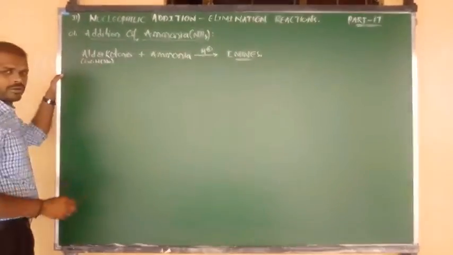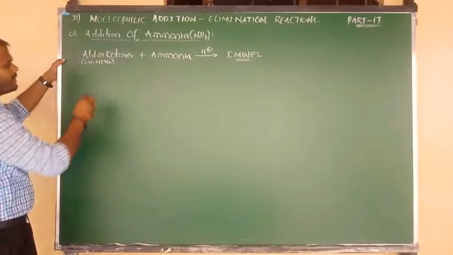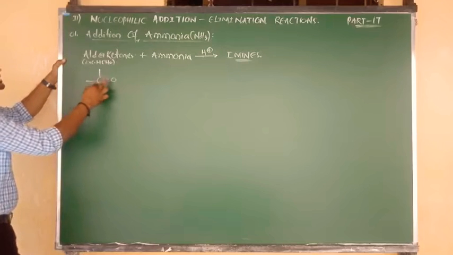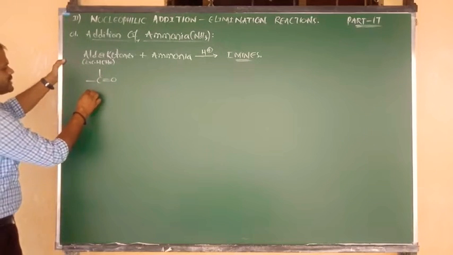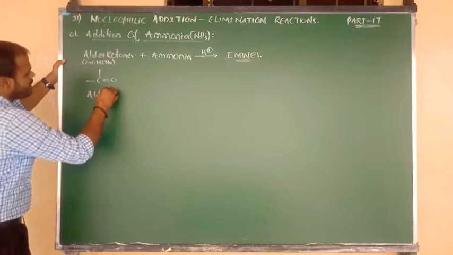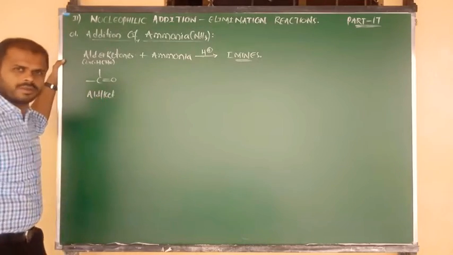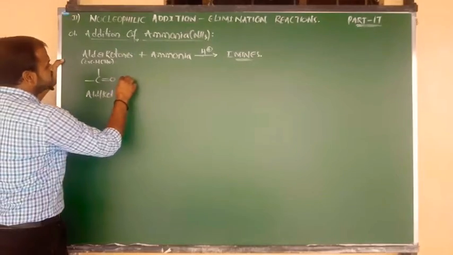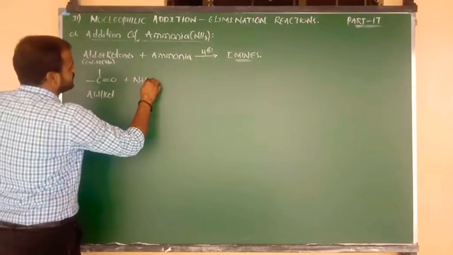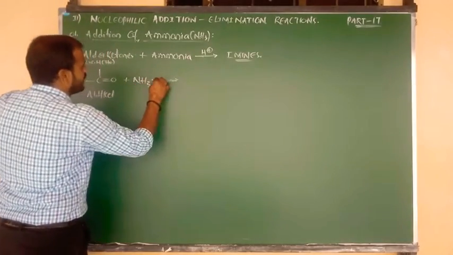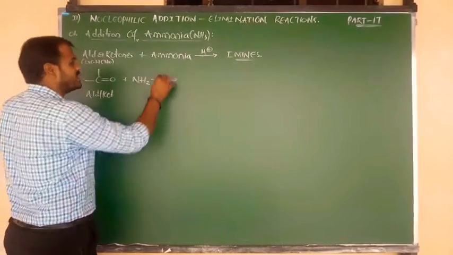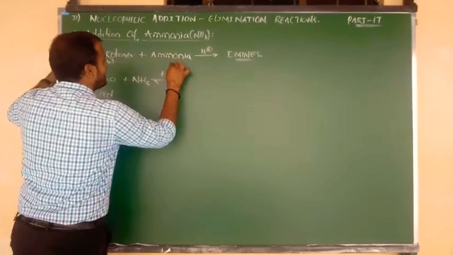Okay, first of all I am going to show you the general reaction. Aldehyde and ketone both are carbonyl compounds, so we can write this formula, C double bond O. This is the general formula of aldehyde and ketone. Aldehydes and ketones on reaction with ammonia, NH3. Addition of ammonia is nothing but addition of a nucleophile, it is a reversible reaction and takes place in presence of an acid catalyst.